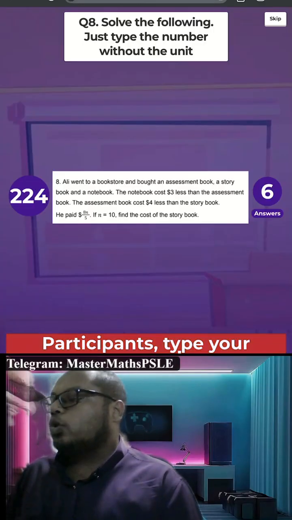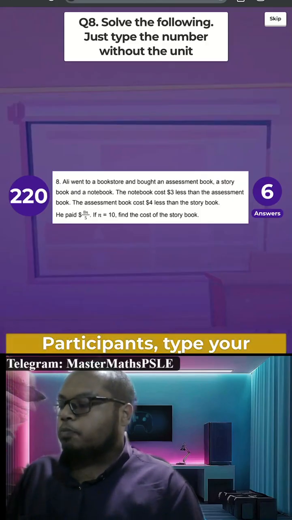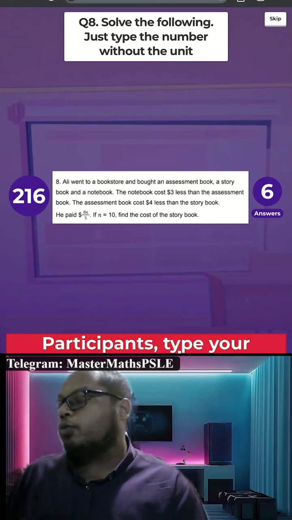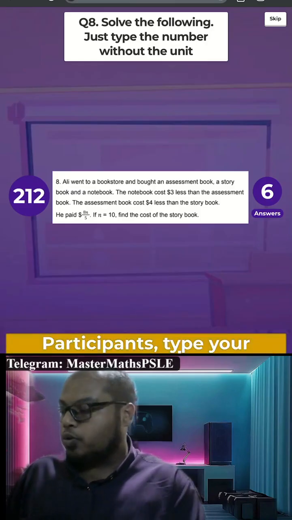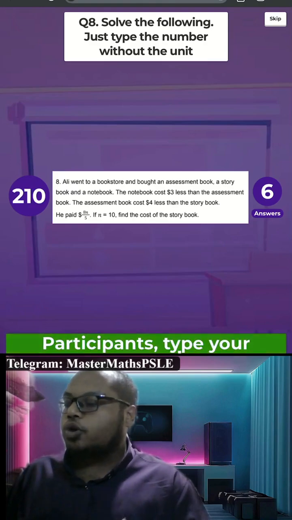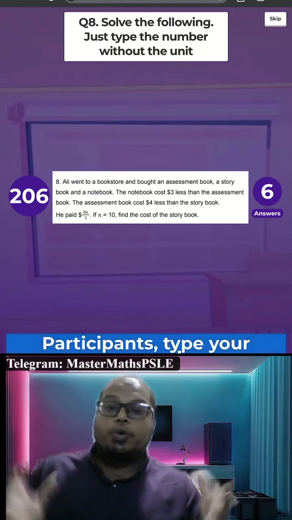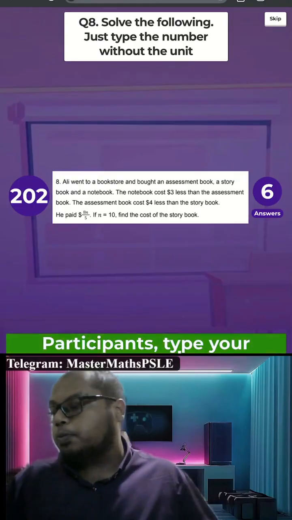Ali went to a bookstore and bought an assessment book, a storybook, and a notebook. We have some comparisons here, like how you usually do your comparison model questions. The notebook costs $3 less than the assessment book. The assessment book costs $4 less than the storybook. So these two lines can give you a model to figure out the difference between the notebook, storybook, and assessment book.